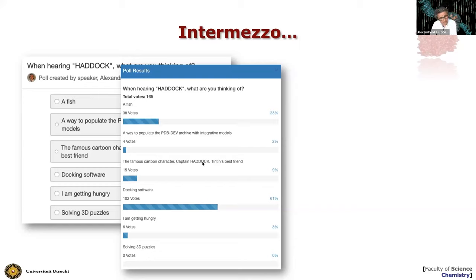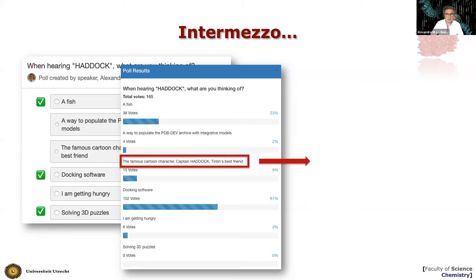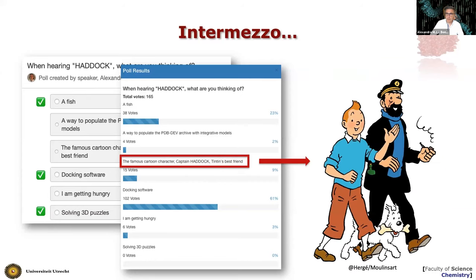So I have to make a slight side move outside of structural biology and a little bit of comics education, so I want to introduce you to Captain Haddock, Tintin's best friend. And this is Captain Haddock here that you see together with Tintin. So I would say that many people should recognize this character figure. This is, of course, copyright from Hergé Boulinsart. And that's the reason why we chose the name Haddock. But since it was a fish, we could use it without copyright issues. So we have this checkbox. These were all valid answers to the poll. I will come back to the poll a bit later.